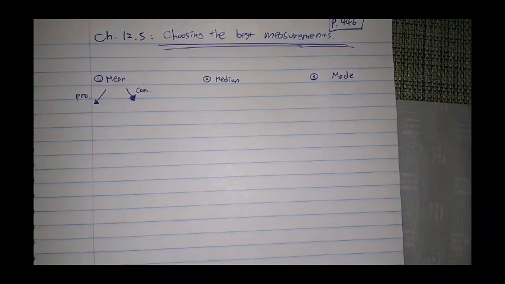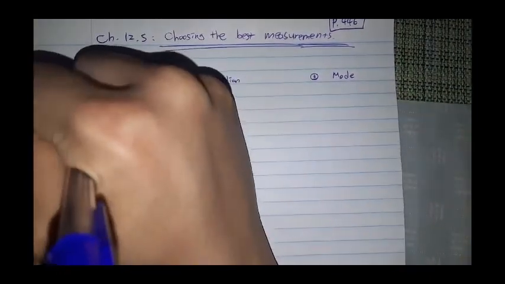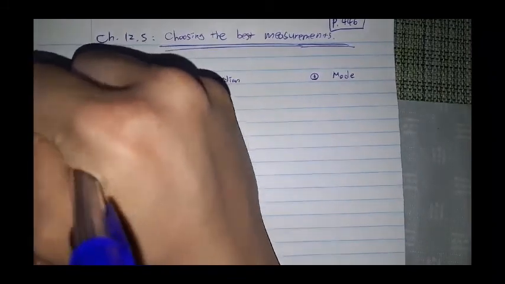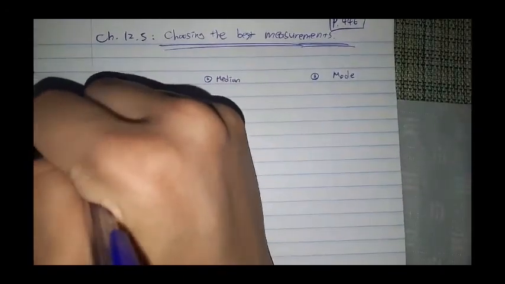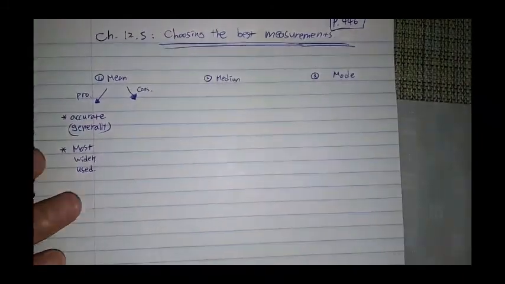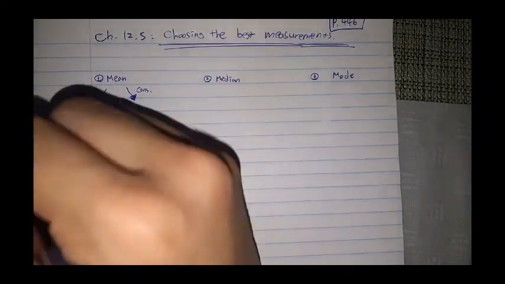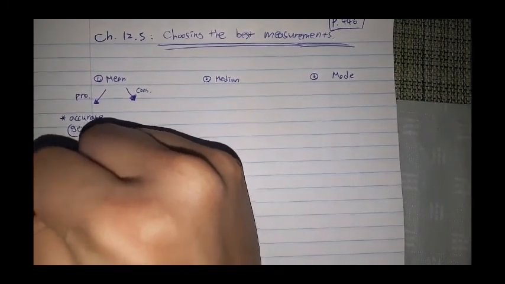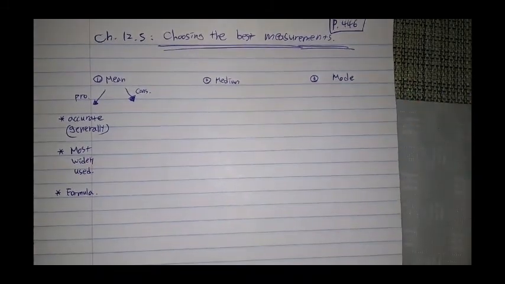Mean is basically the average calculation, so generally it's accurate. It's one of those methods that is most widely used. It is used in almost every place that we go. When people say, let's calculate the average, people generally go with this. And also, we have a formula. Those are the 3 pros.